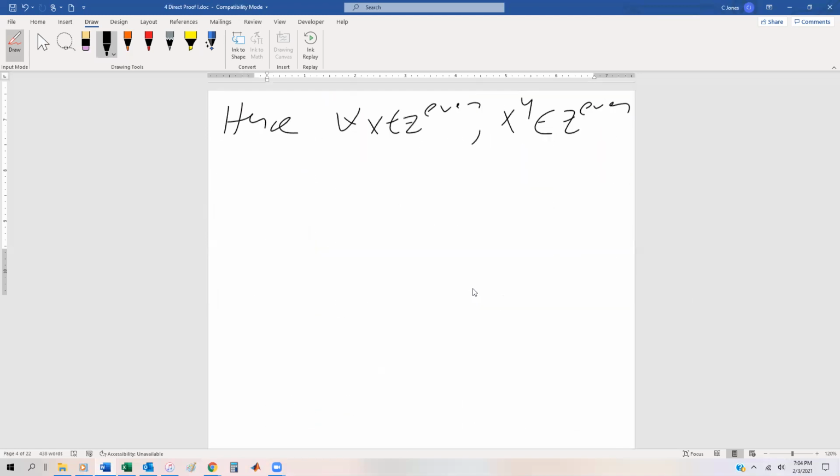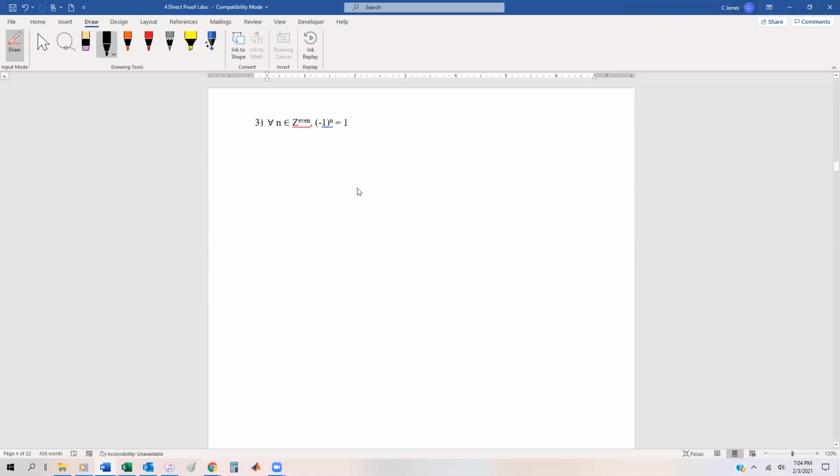Right? A third example. For all n in Z even, minus 1 to the n is equal to 1. Right? And we know this. We know that anytime we have minus 1 to an even power, it just becomes 1 because we're multiplying by an even number of times. So that's the strategy we're going to take. Remember, first part, define the left-hand side of your conditional statement.